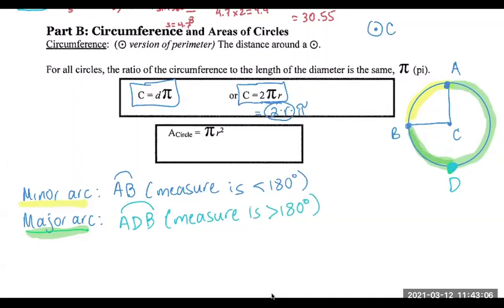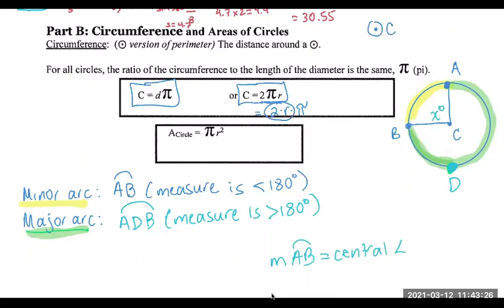Okay, and the last thing I'll mention with this is that when you're trying to find the measure of an arc, we would define the measure of an arc being equal to what is called the central angle. Okay, so let's say x degrees was the central angle.